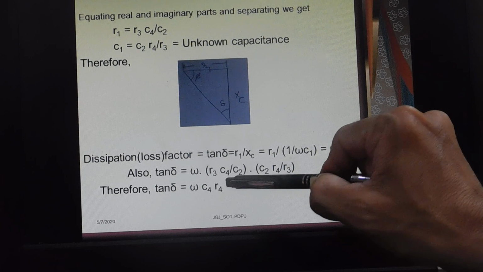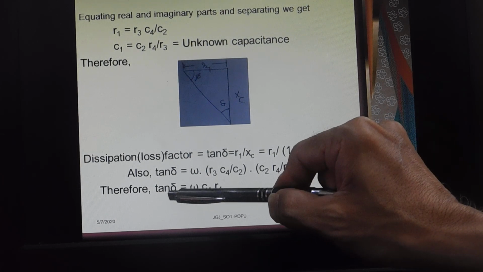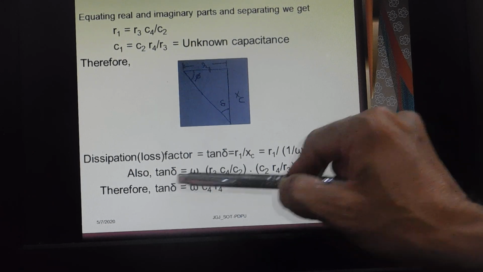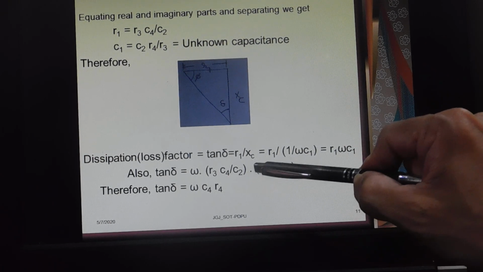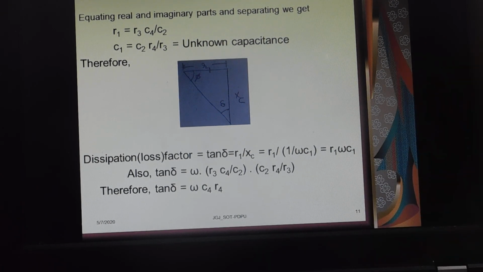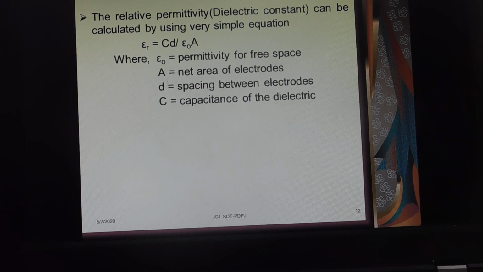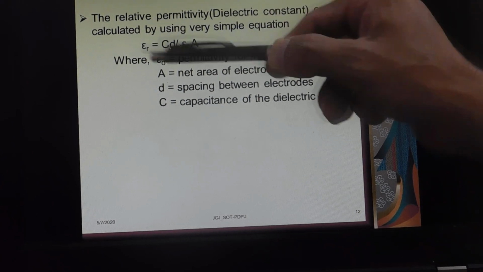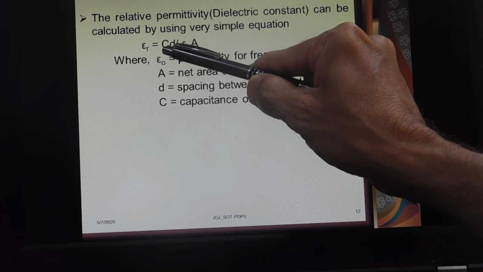So in this way we can find the value of tan delta. Tan delta means loss factor or dissipation factor, which is equal to omega R1 C1 or omega R4 C4. Then how to calculate the relative permittivity or the dielectric constant? Now the unknown capacitance, that is the capacitance of the dielectric, is known.